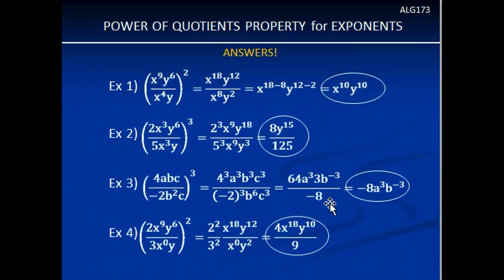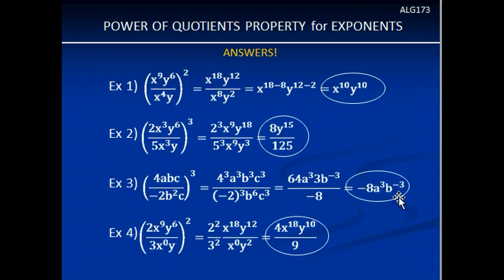Whoa, hold everything. There is a problem here. We have 4 to the 3rd, which is 4 times 4 times 4, which is 16 times 4, which is 64. I don't know where that 3 came from. That does not belong there at all, so ignore that 3. Here I have 64 over negative 8, which is going to give us a negative 8, then a to the 3rd, b to the negative 3.